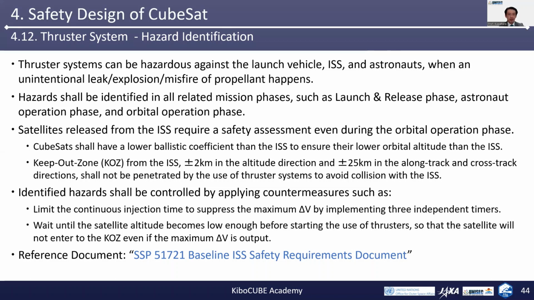Identified hazards shall be controlled by applying countermeasures, such as applying a limitation on the continuous injection time to suppress the maximum delta V by implementing 3 independent timers, or waiting until the satellite altitude becomes low enough before starting the use of thrusters, so that the satellite will not enter the KOZ, even if the maximum delta V is output. The reference document on this matter is the Baseline ISS Safety Requirement document.